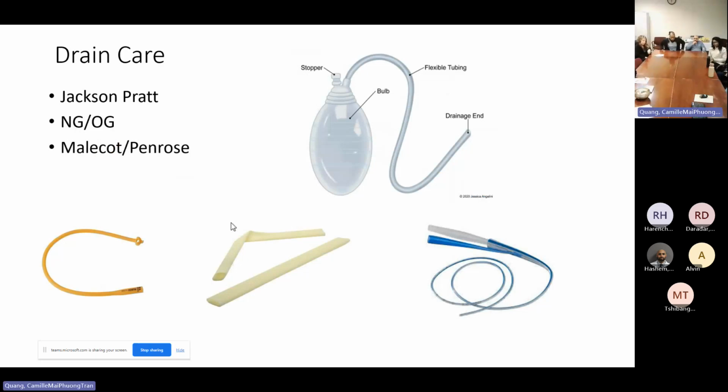So these are the most common drains that you'll see. The top one's just a JP drain. You guys have all seen that one, probably taken it out before us quite a few times. It looks like a grenade.